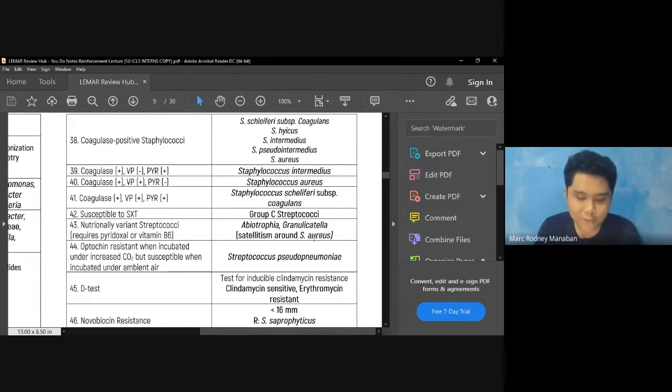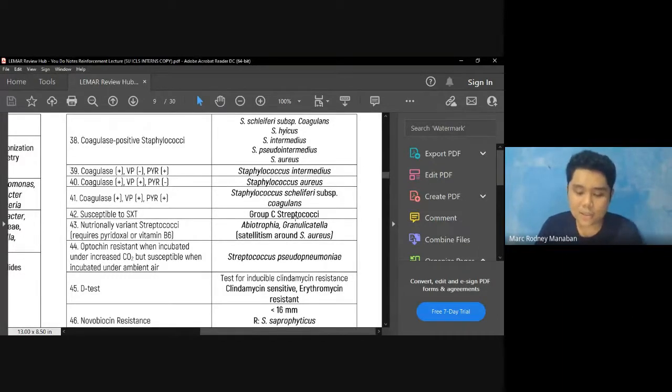Alright, now how to differentiate? Coagulase positive, VP negative, PYR positive, that is Staphylococcus intermedius. So, VP negative, Staph intermedius. Staph aureus is PYR negative. And the one positive for all three is Staphylococcus schleiferi, subspecies coagulans. Wrong spelling there, dear, sorry. Alright? But among the rest, the true coagulase producer is your Staphylococcus aureus, because it has both the free coagulase and the bound coagulase.